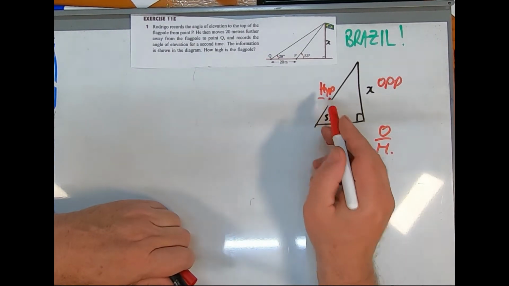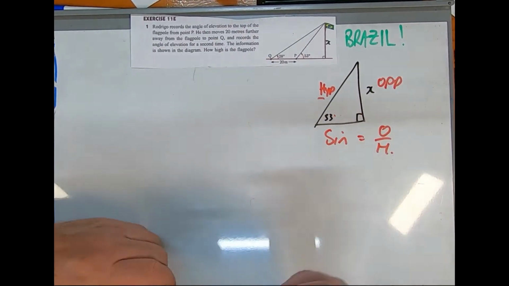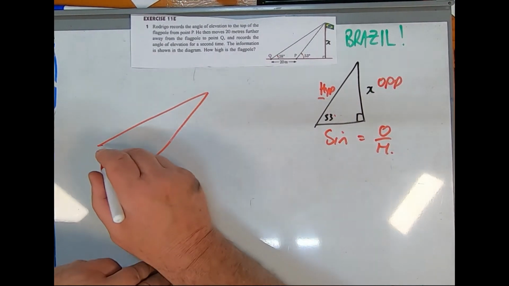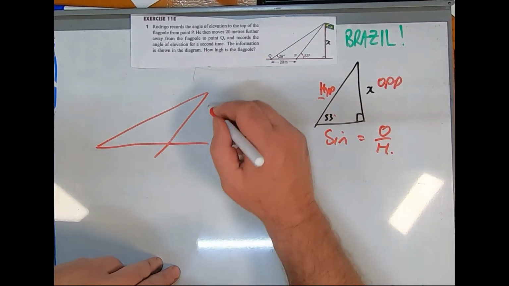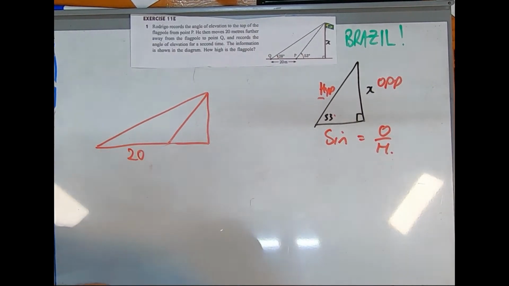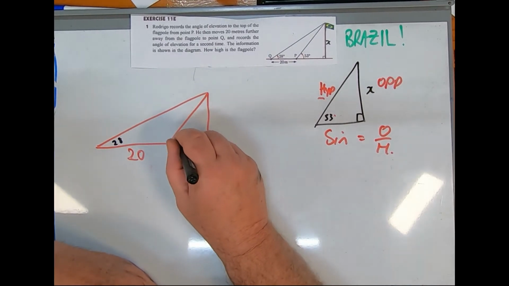However, I don't have any of that information yet. So I need to find something else. This triangle's only got one number in it. So what's going on with the other triangle? In fact, there's not a lot of information on here at all. I've got a 20. Let's have a look. Time to get a bit clever.